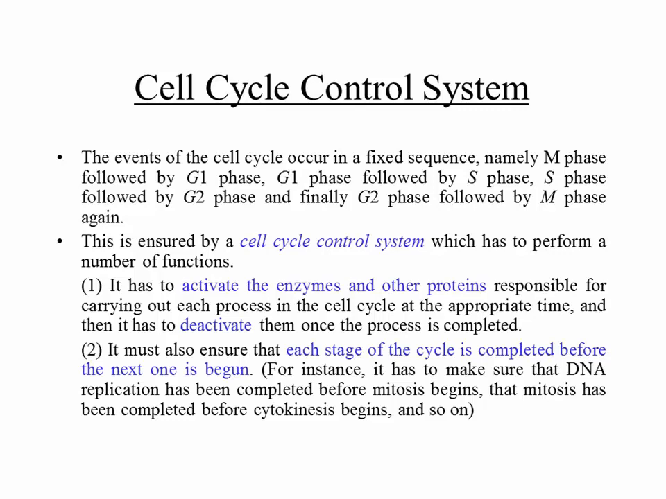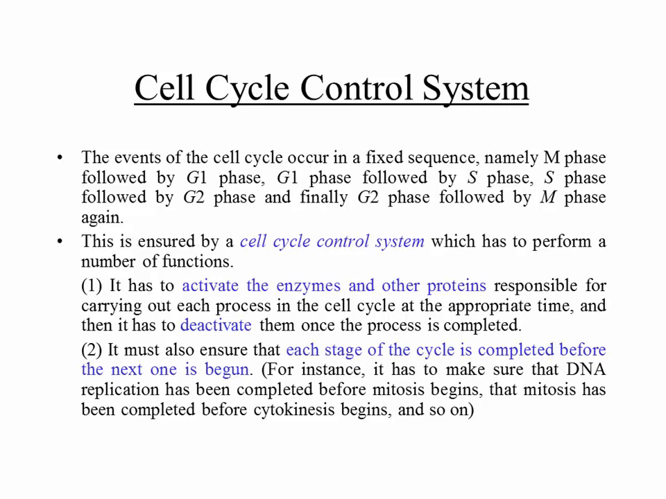Now, the events of the cell cycle occur in a fixed sequence. Namely, you have M phase, which is when you have mitosis, so nuclear division and separation of the contents. M phase is followed by G1 phase. Remember, G1 was gap 1. In that picture that I showed, M, G1, S was the DNA replication phase, the DNA synthesis phase, then G2. So M, G1, S, G2. This continues.